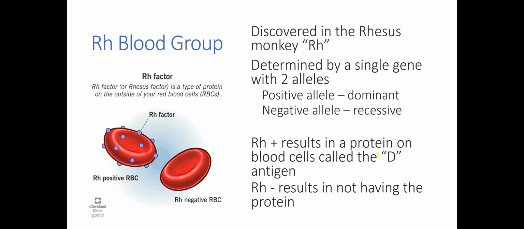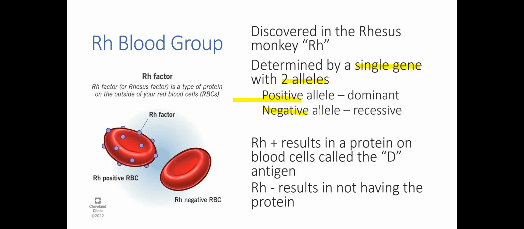Now, before we talk about the donors and receivers, we're going to add the other blood group in, and that's the Rh blood group. Now, the Rh comes from the fact that it was discovered in the rhesus monkey. That's really the only significance to the Rh. And once again, we have a single gene, but this time there's only 2 alleles. So there's positive, which is dominant, or there's negative, which is recessive.